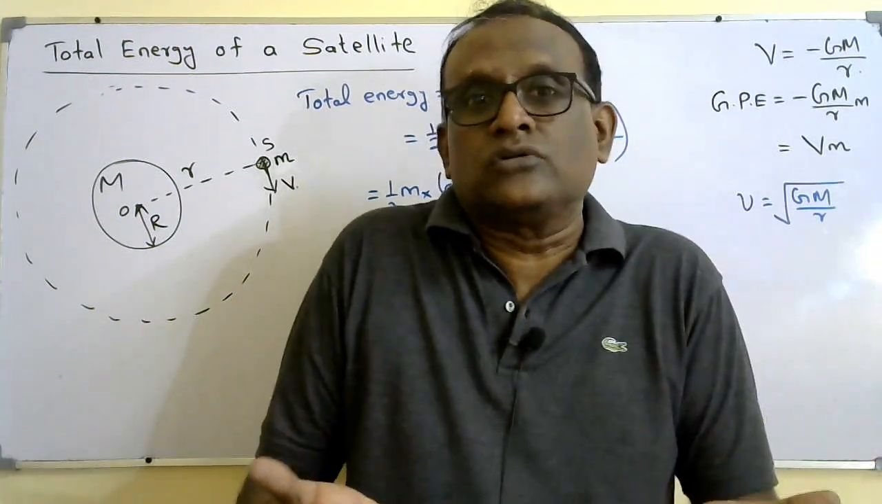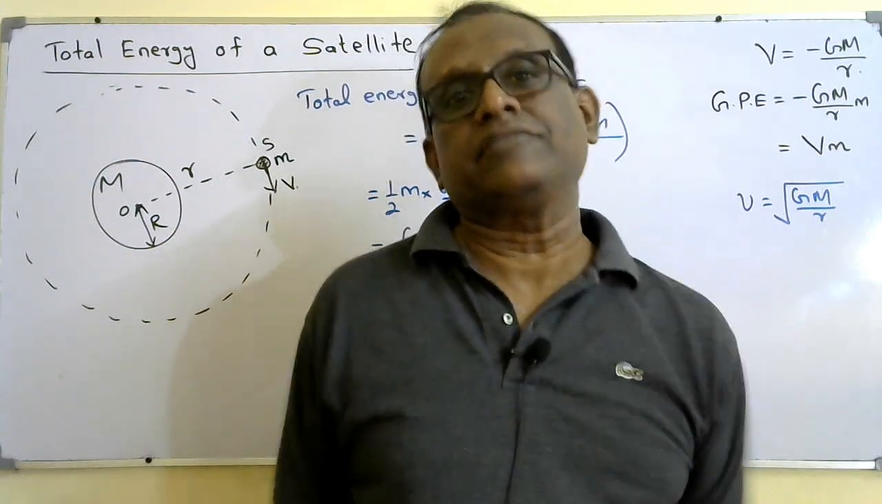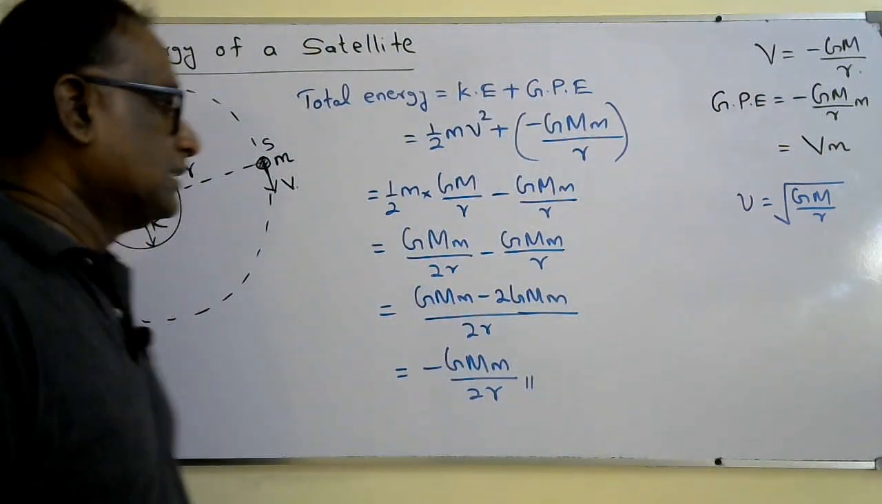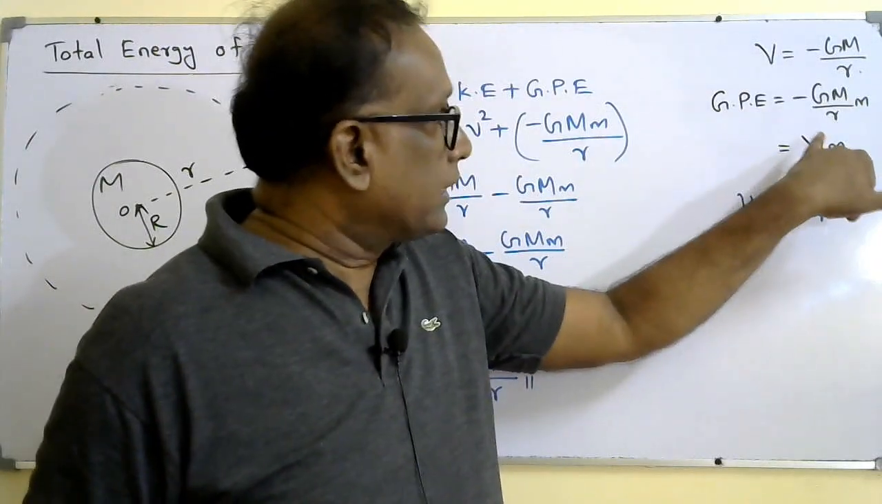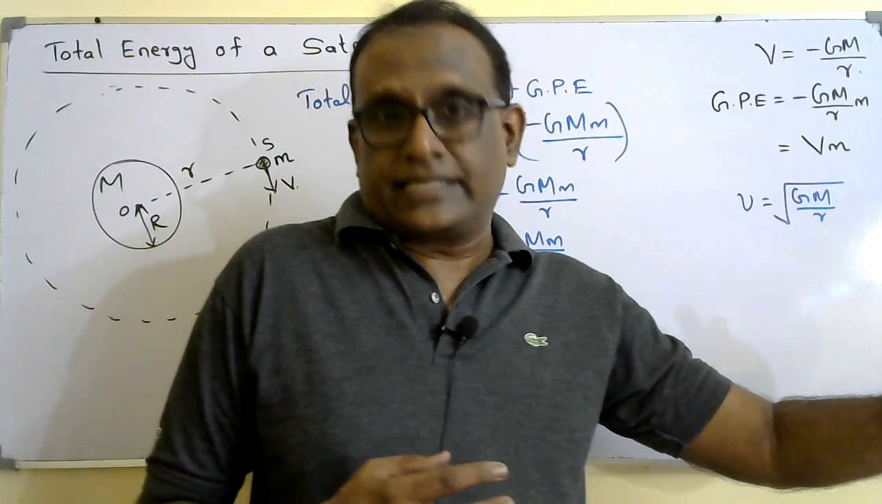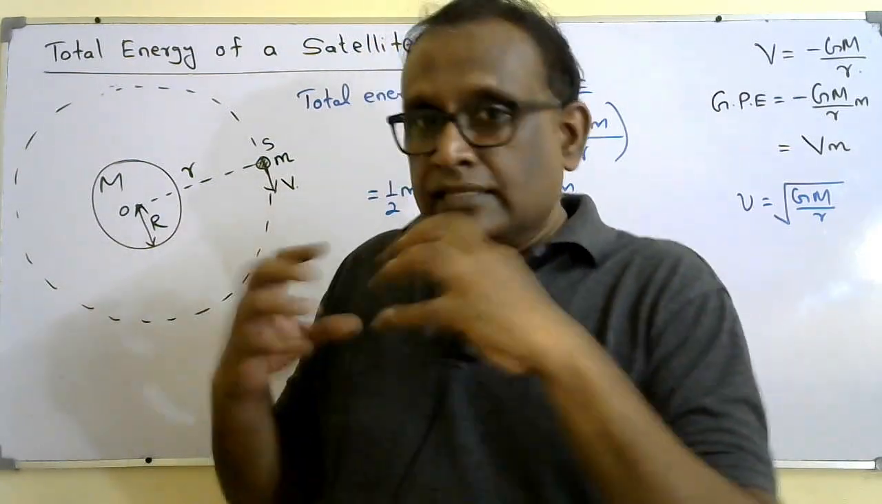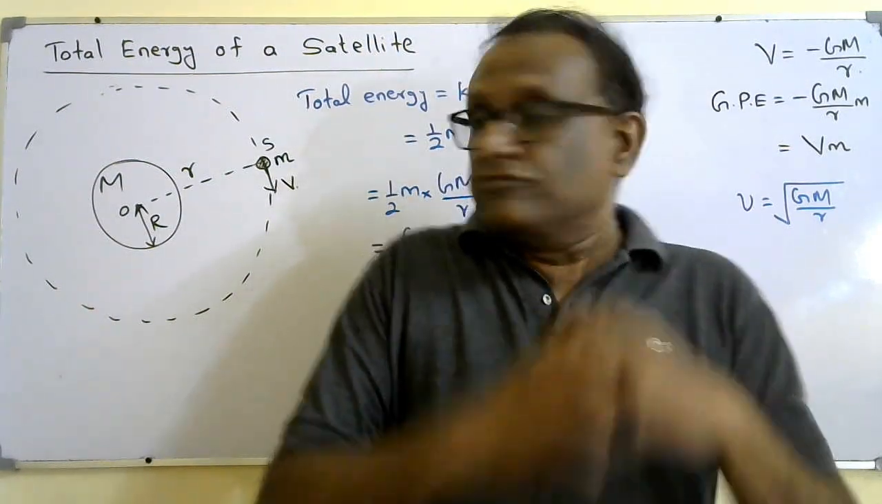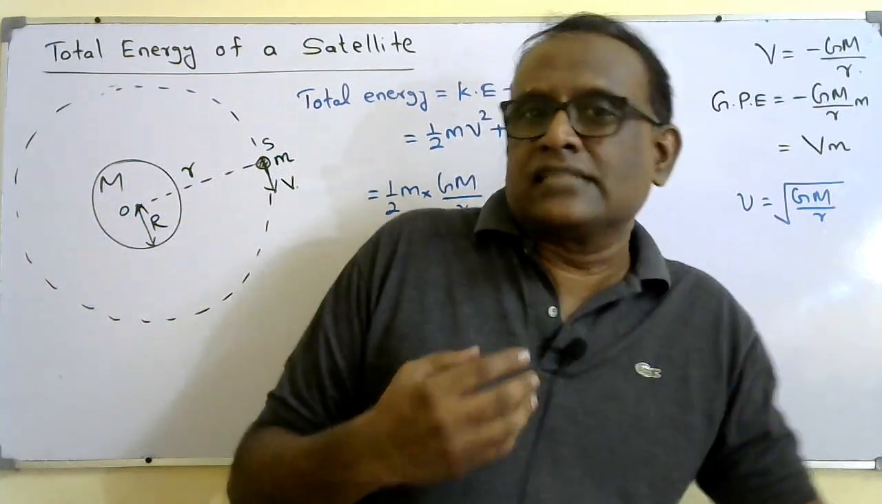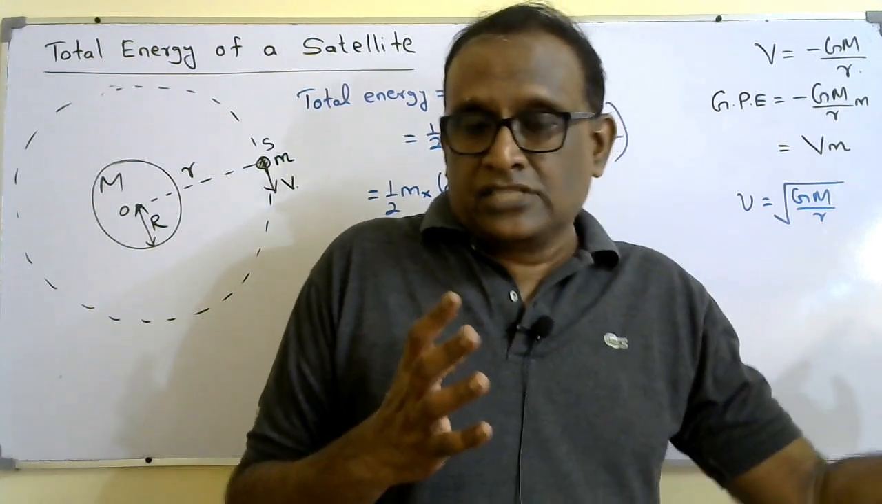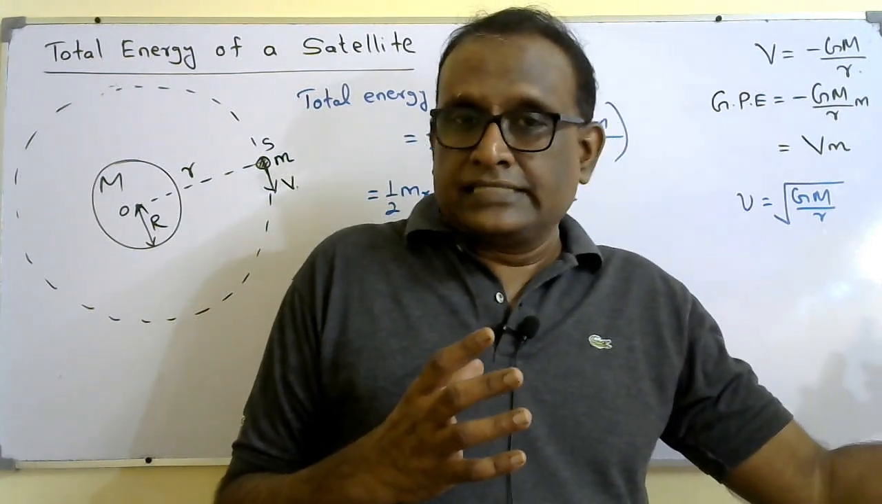I hope you understood. Again, I am explaining: when it is at infinite distance, gravitational potential energy is 0. It could be at rest. So infinite distance means the satellite is not under the influence of the gravitational effect of the planet. So it has come out of the gravitational effect. So its gravitational potential energy is 0 when r equals infinity. It might be at rest, so no kinetic energy. So total energy equals 0.